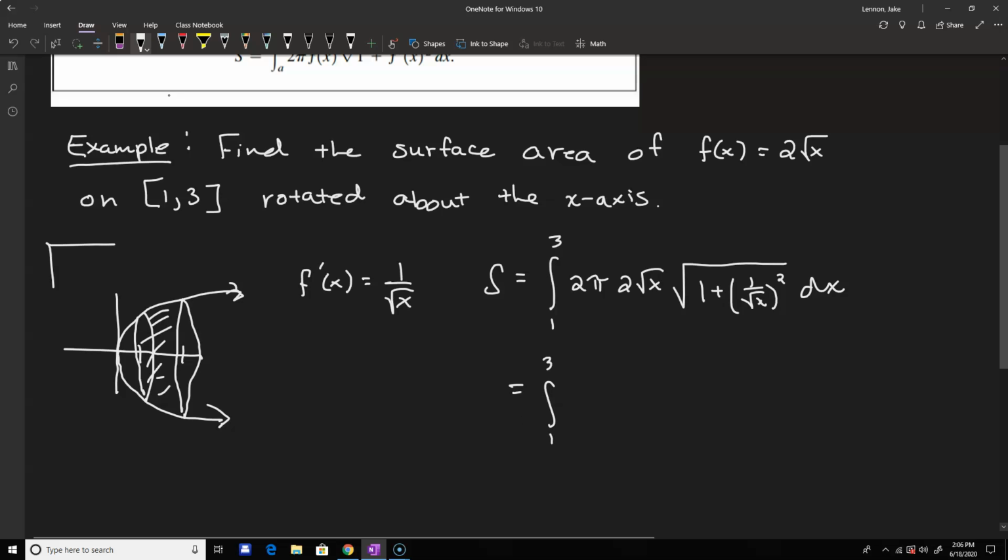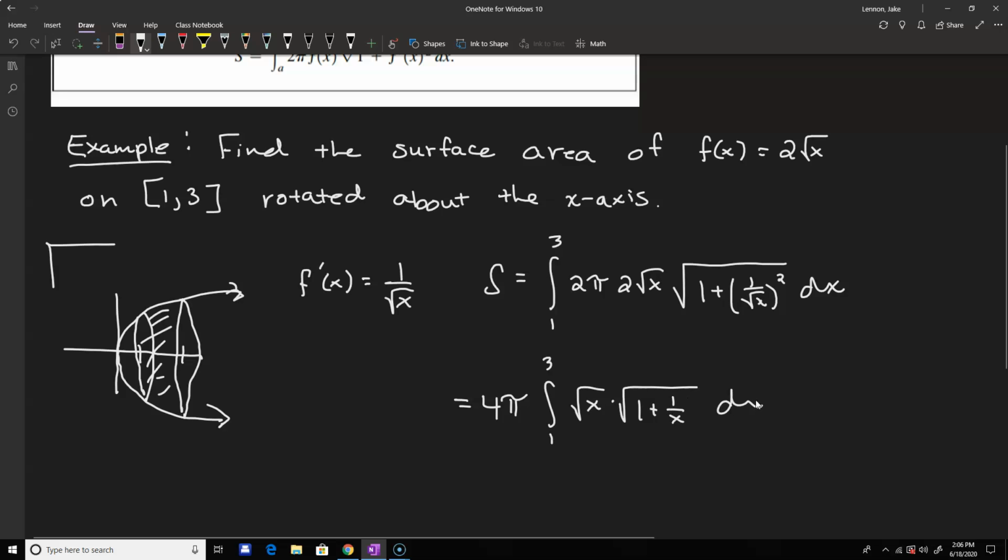Let me pull the 4 pi out front just to make it a little more organized. So I'm going to write the 4 pi in front. And then what do we have left on the inside? Well, we have a square root of x, and we have the other square root that is being multiplied by. That's going to be 1 plus just 1 over x.